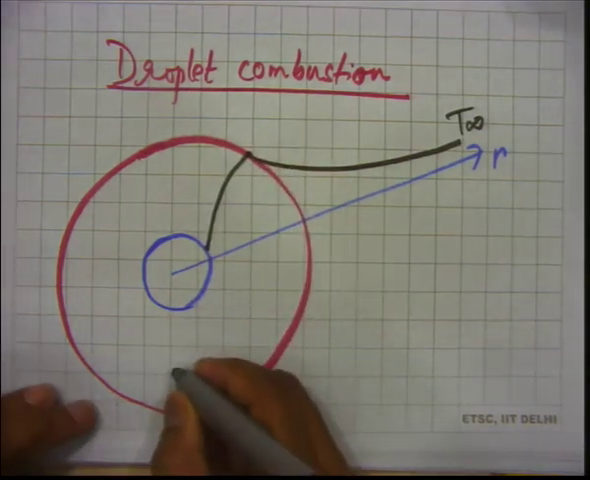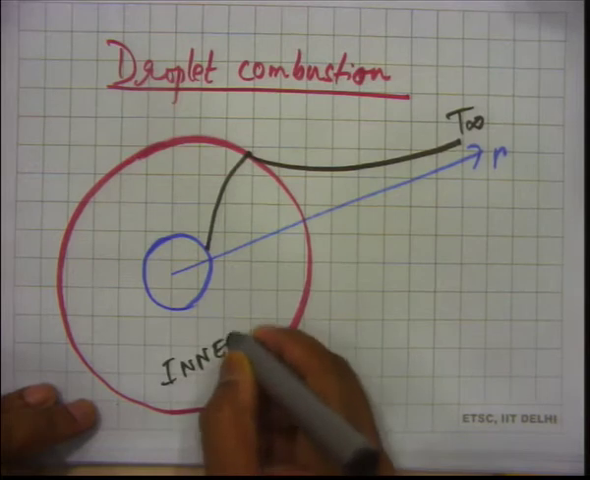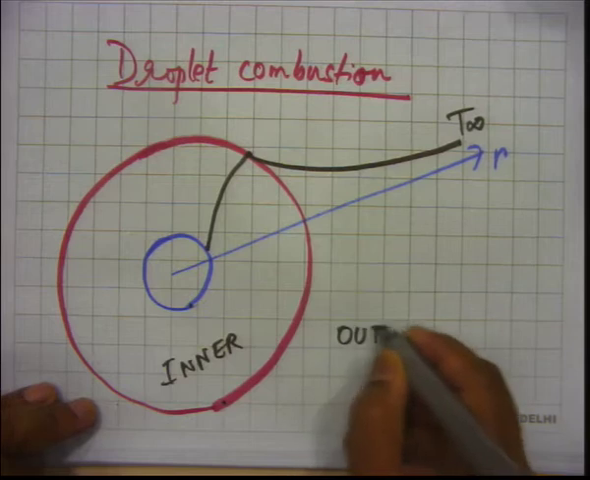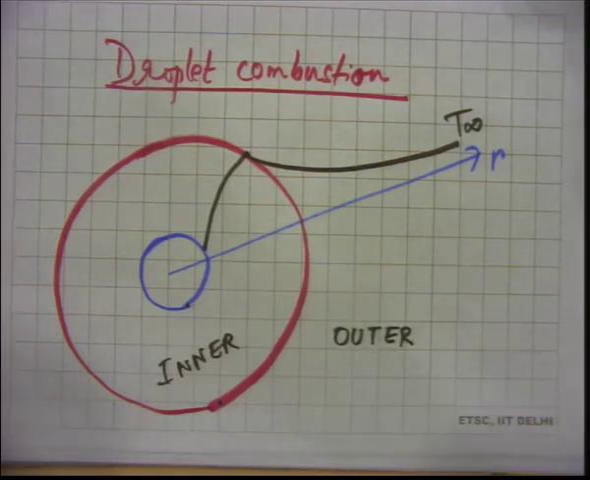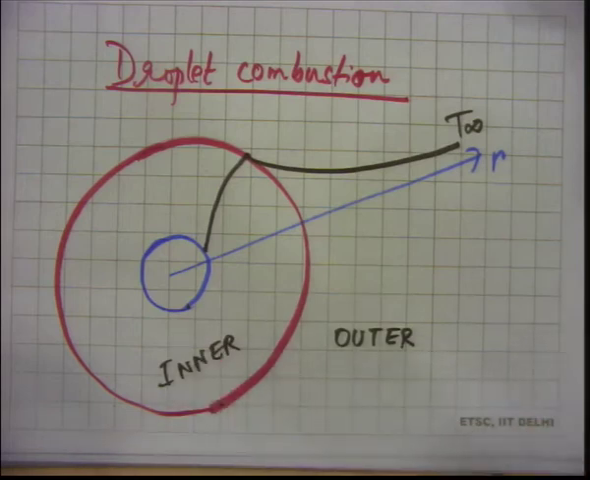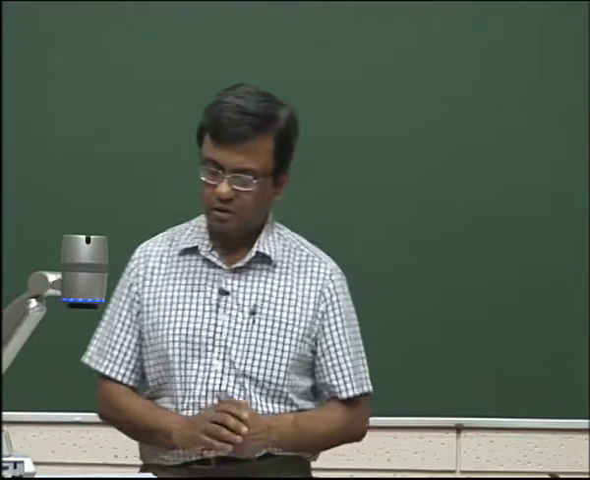We can call this inner zone, that is between the droplet surface and the flame, and the outer zone is between the flame and till infinity basically. Outer zone is from the flame to outside, far away from the droplet. So we expect that the inner zone will not have oxidizer and the outer zone will not have fuel, correct? Again, same discussion that we had for diffusion flame. So high reaction rates will ensure this.